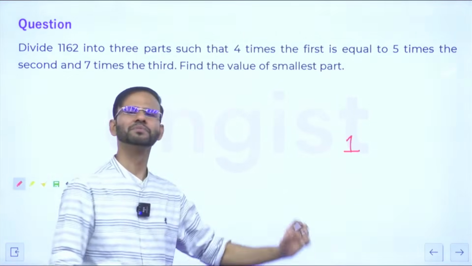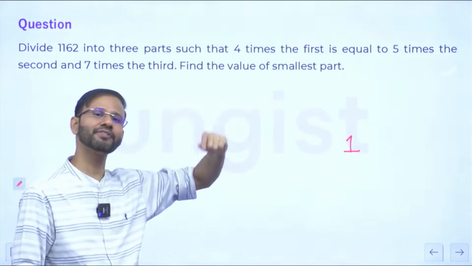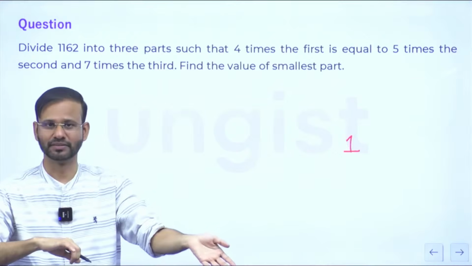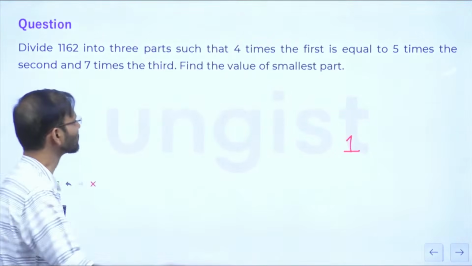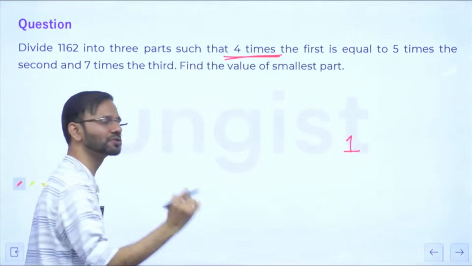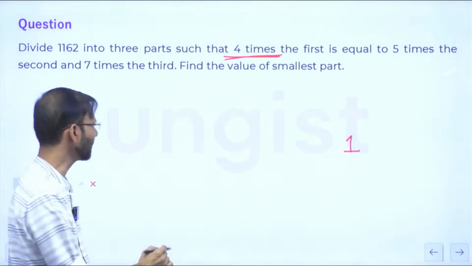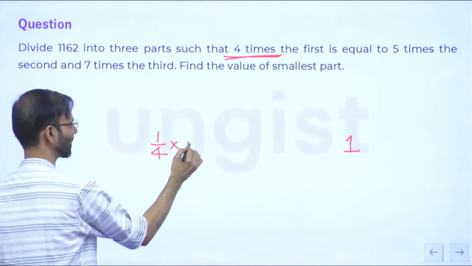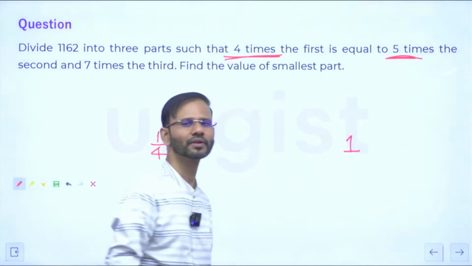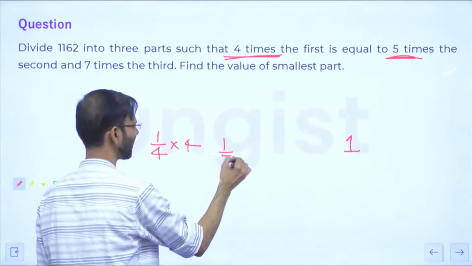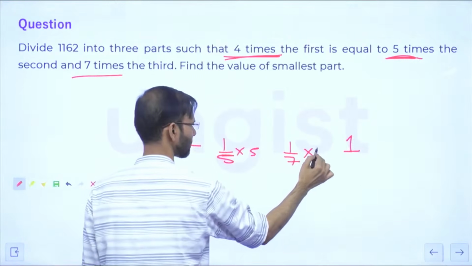So all the parts become 1, right? They are saying the 4 times of the first part is same as the 5 times of the second part is same as 7 times of the third part. So let's say all the final values are becoming 1. So whose 4 times becomes 1, guys? Whose 4 times becomes 1? 1/4 ka 4 times becomes 1, right? So 1/4 into 4 becomes 1, correct? Acha. Whose 5 times becomes 1? 1/5? So 1 by 5 into 5 becomes 1. Whose 7 times becomes 1? 1 by 7, right?